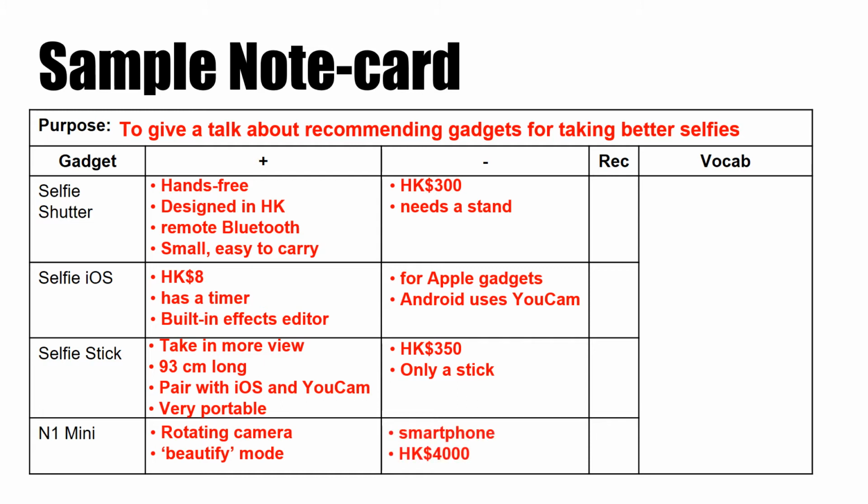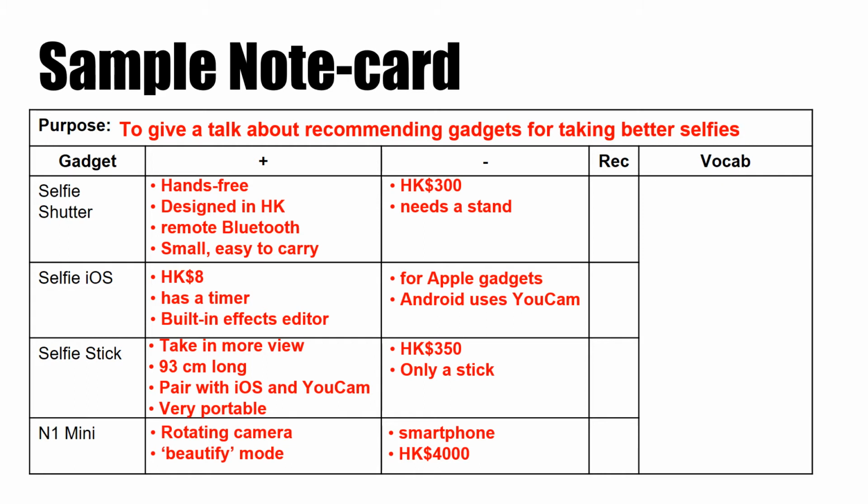Disadvantage, it is a smartphone. So maybe you don't need another smartphone. Maybe you don't want to have another smartphone to take photos for taking selfies. And it does cost 4,000 Hong Kong dollars. So that's even more money, it's more expensive than the other gadgets. So this is the information that we learned from the article in Paper 4.